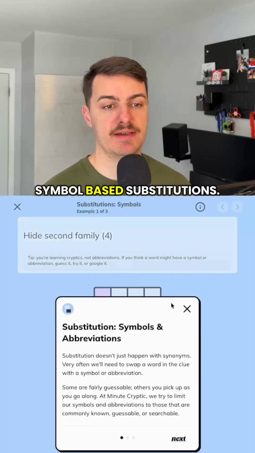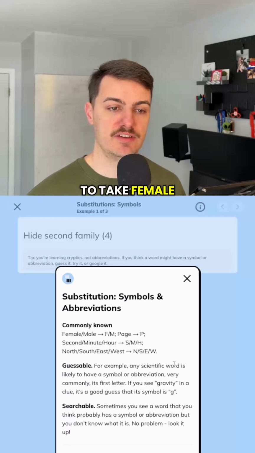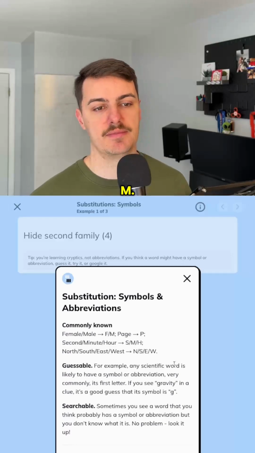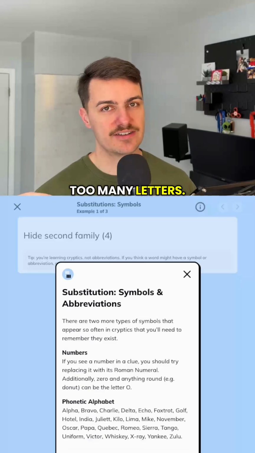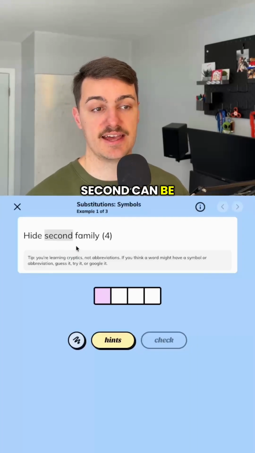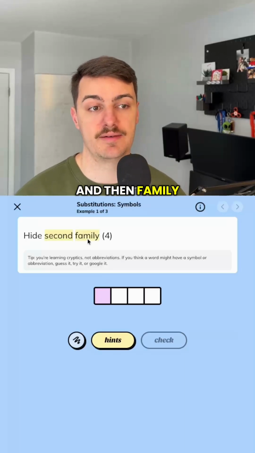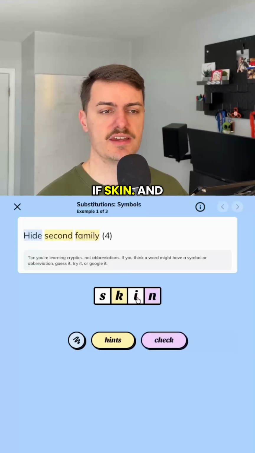All right, let's look at symbol-based substitutions. So these ones are slightly complicated. Sometimes you have to take female and make it F, or male and make it M. And we've seen like India is I recently. We've seen that. So normally when you have too many letters and you need to make it less letters, you don't normally want to look for this. So here second can be S. It's a common abbreviation. And then family also could be substituted here. So we have S, and then we have skin, and skin means hide.